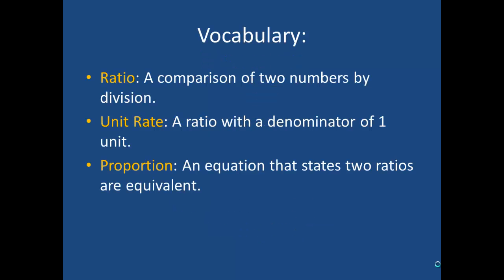In your dictionary, please take down these three important terms. In the section for R, include ratio, which is a comparison of two numbers by division. In the section for U, include unit rate. This is a ratio with a denominator of 1 unit. And in the P section, include proportion. A proportion is an equation that states two ratios are equal.